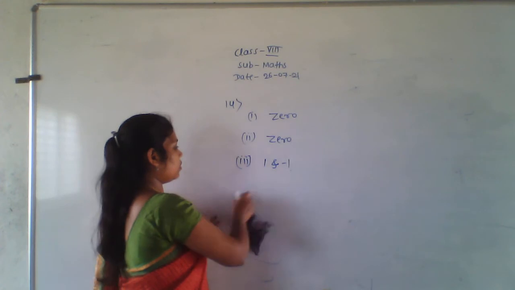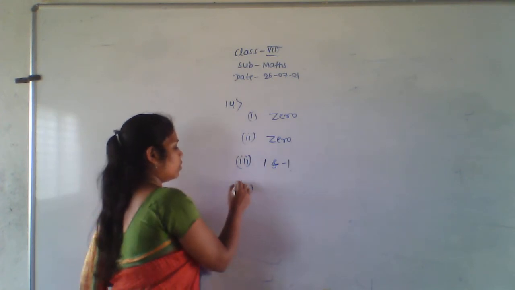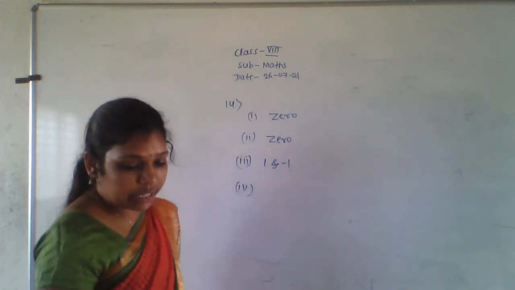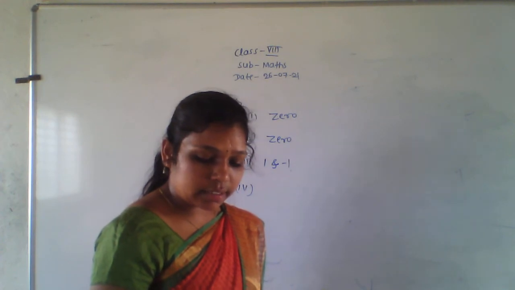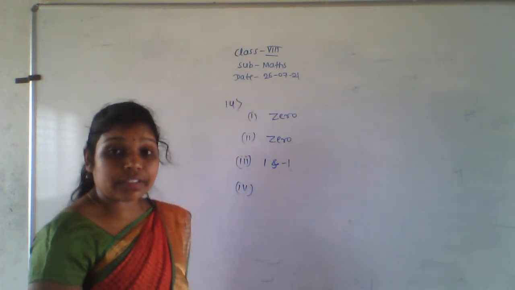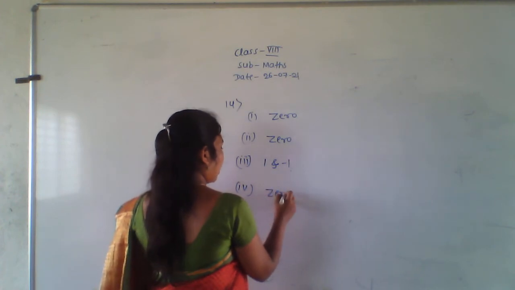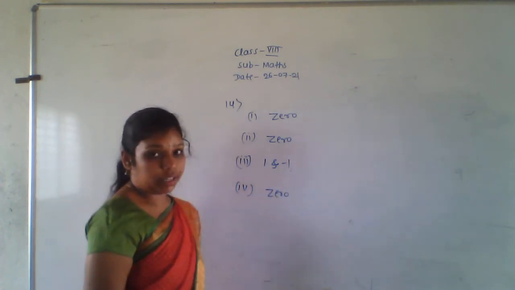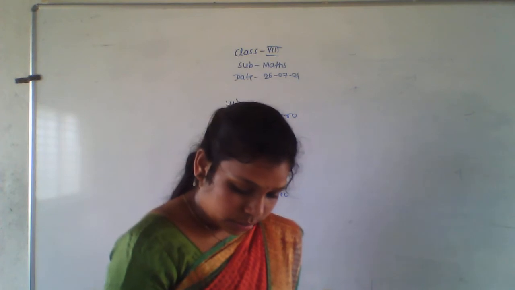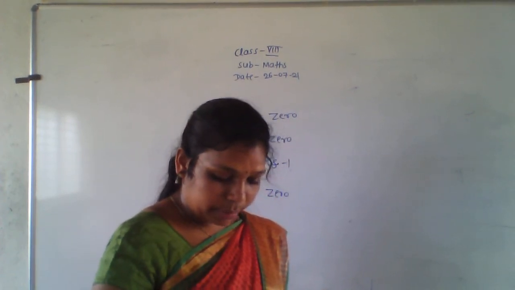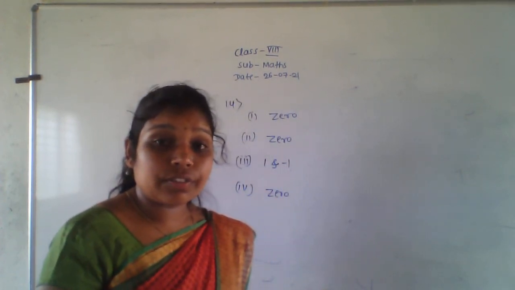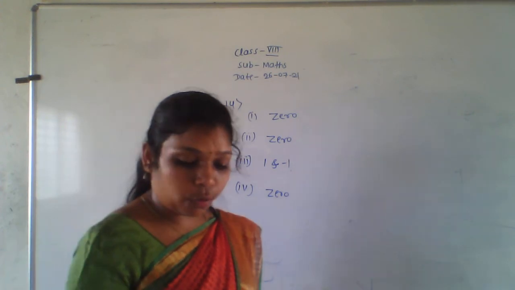Okay? So next, fourth one. Fourth one is, which rational number is its own additive inverse? Additive inverse is nothing but a 0. So the answer is also 0 only here. Okay? So next thing, 15th main. Now we'll go for the 15th main. We finished till 14th main.